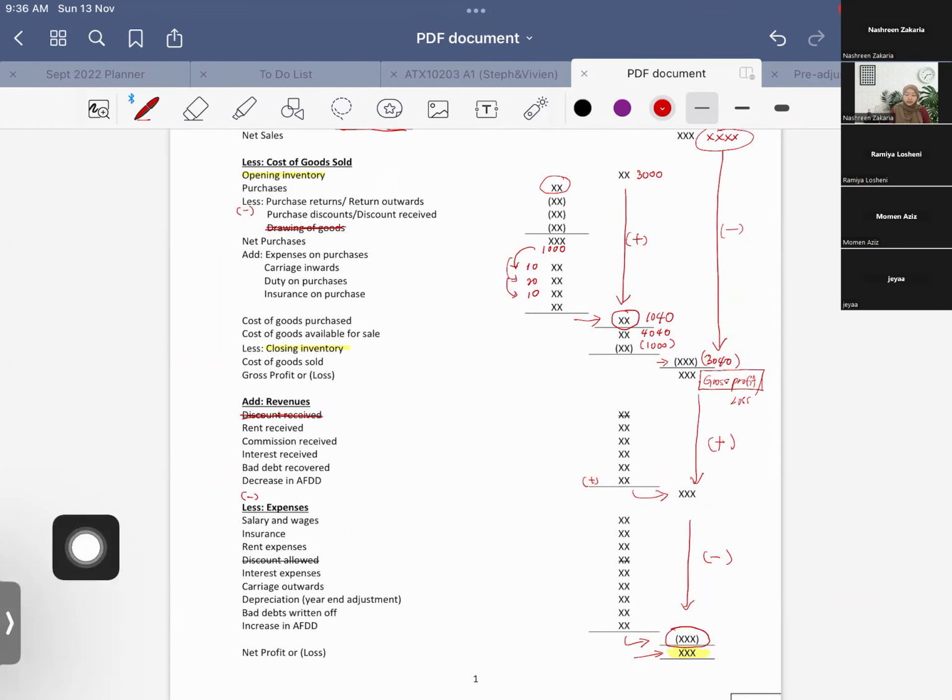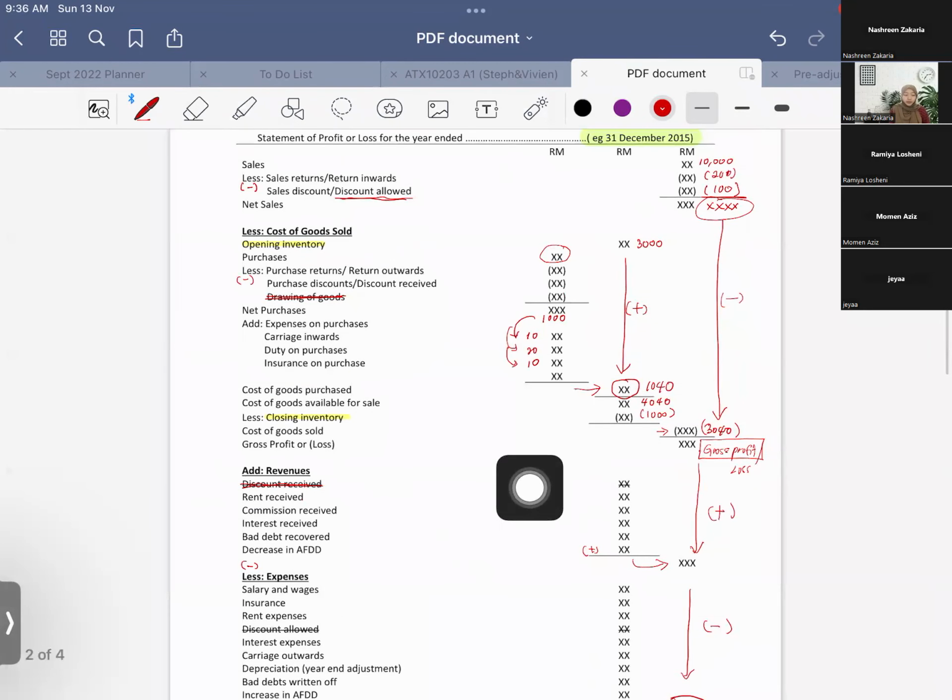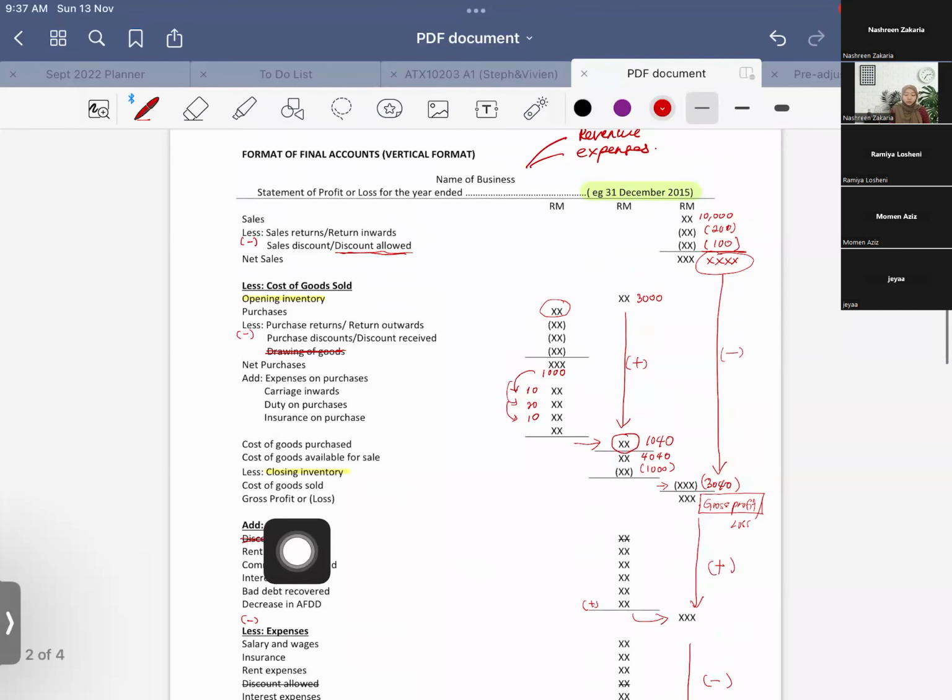Kena ingat yang the thing that you need to memorize is this one. From sales up to gross profit, you kena memorize. Yang revenue and expenses ni, you only have to know which one is revenue, which one is expenses. You no need to memorize these items inside the format lah. What you need to memorize or remember is only this part on top of this. How to calculate your gross profit is the most important part.